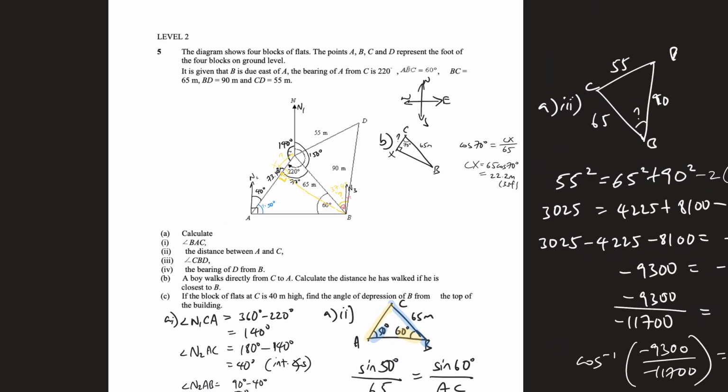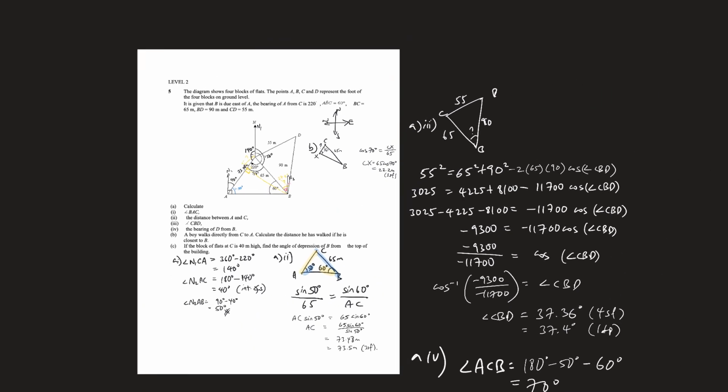Okay. Now let's get to the last part. If the block of flats at C is 40 meters high, okay, and find the angle of depression of B from the top of the building. Okay, and so for this one, let me just do a quick recap of angle of depression.